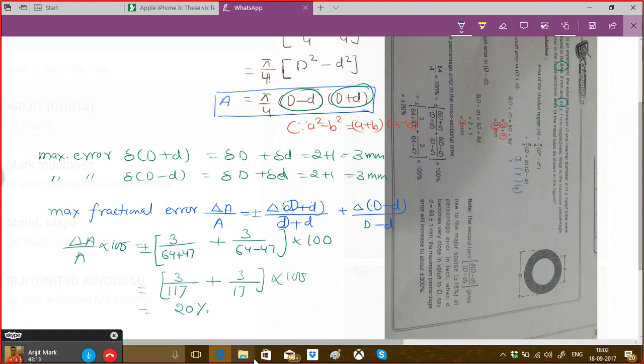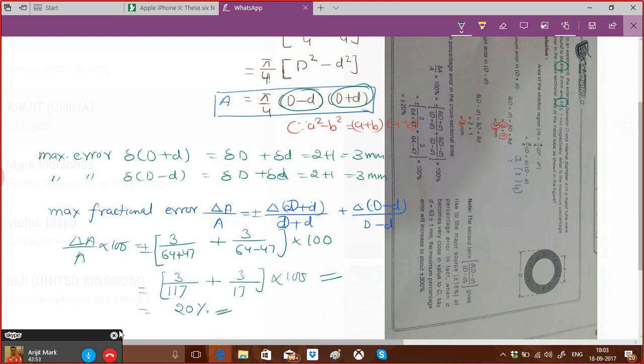The second term gives rise to the major source of plus or minus 80% of percentage error. They are giving plus minus 1. What is the maximum fractional error? You know that. One more important thing, we don't know whether there will be a maximum fractional error or percentage error, or any type of major source. So just calculate this one, and whatever comes will be your perfect answer.